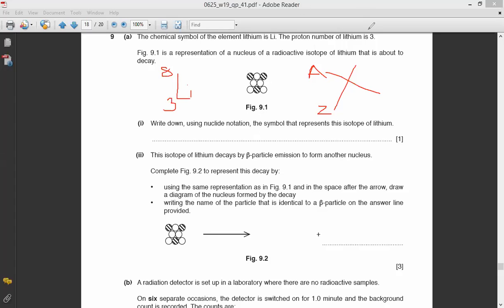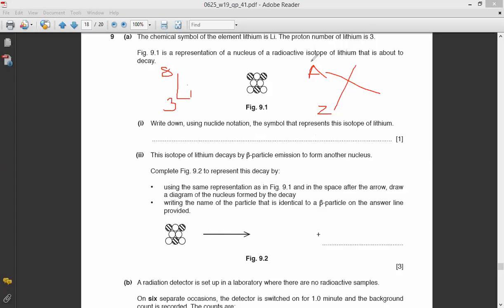The next thing they said is the isotope of lithium decays by beta. Sorry, do you guys have the soft copies of the questions that I have? Yes. I think I do though.